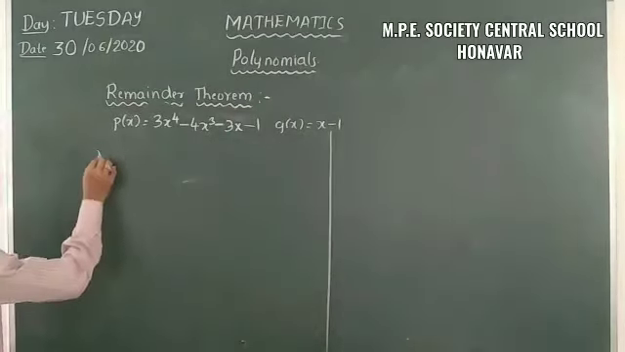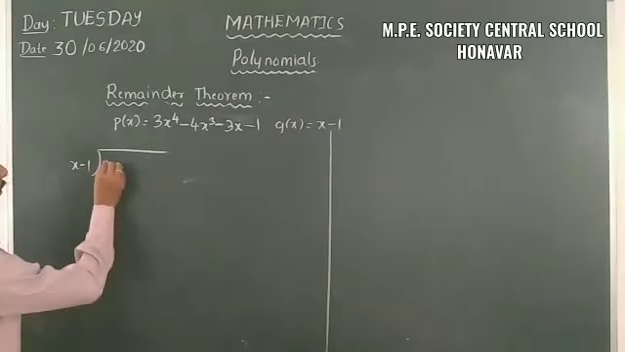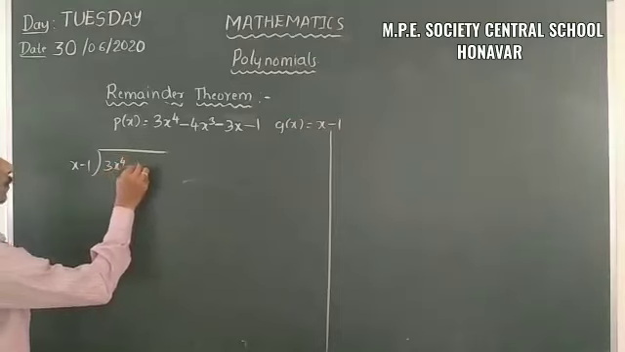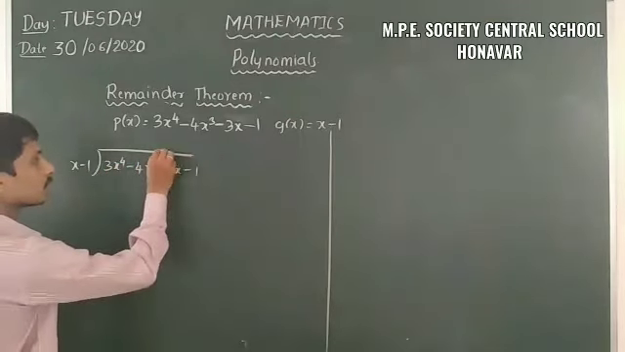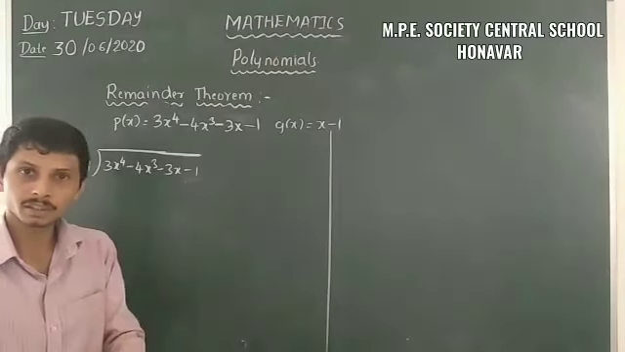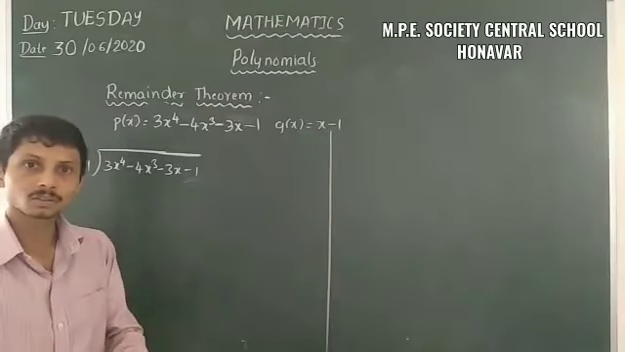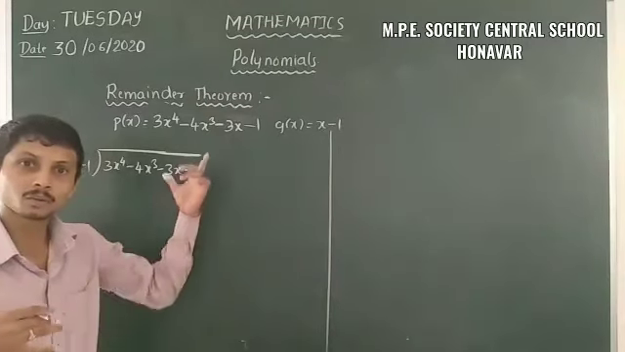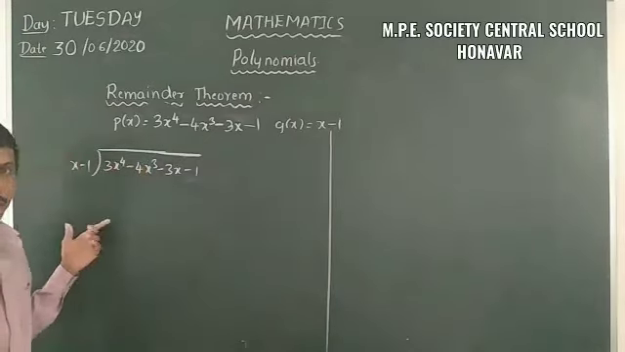So here, x minus 1 is the divisor and 3x raised to 4 minus 4x cube minus 3x minus 1 is the dividend. So you have to make your division. Just pause the video here and do the division. Don't wait for me to divide all these terms. So let us start the division.